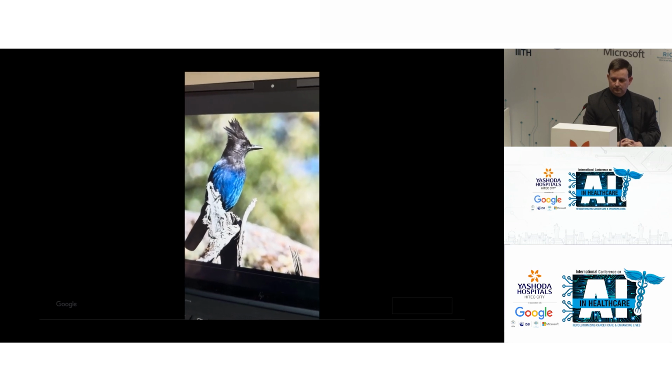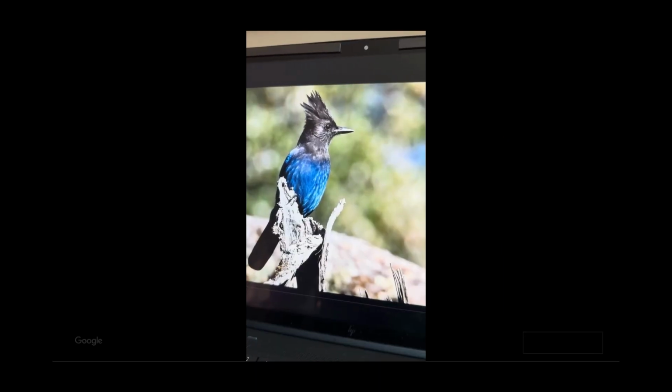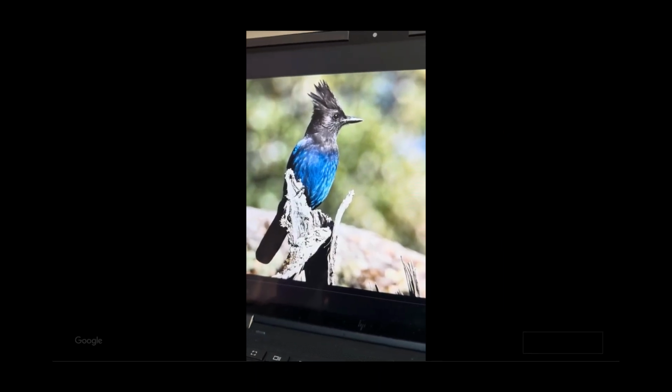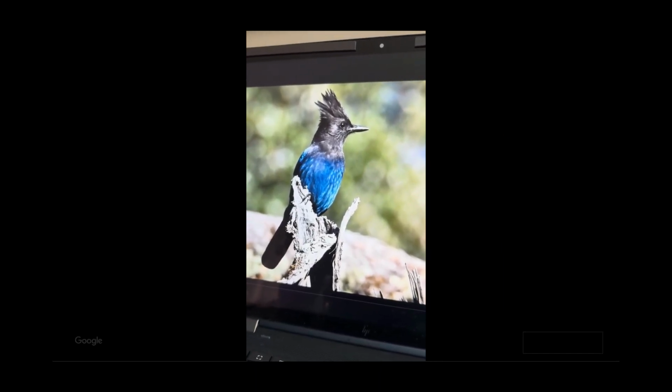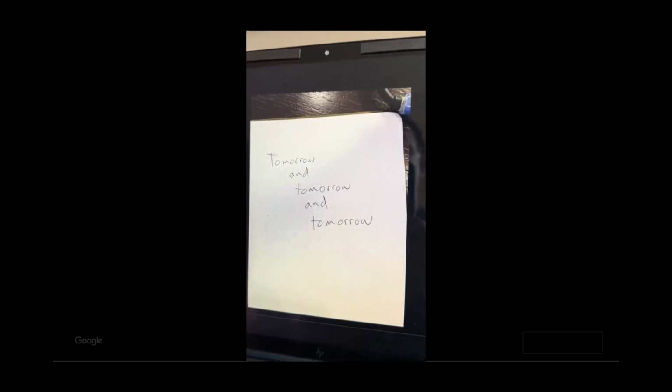That's a beautiful blue bird perched on a branch. It looks like it has a distinctive crest on its head. Do you know what kind of bird it is? It looks like a Steller's jay with its distinctive blue plumage and black crest. Awesome.